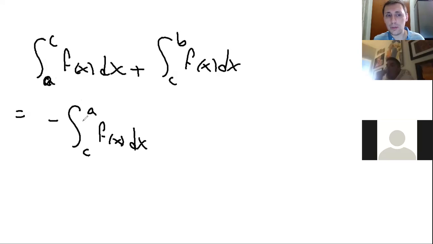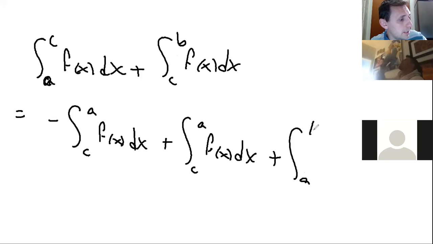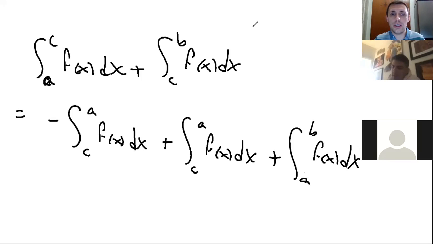Okay, if I put a minus, I can reverse the integration signs. I can flip the bottom to be the top and the top to be the bottom. Okay, and then from C to B, the point A is in between. So I can say this is the integral from C to A of f of x dx plus the integral from A to B of f of x dx. So they cancel each other out. So this and that will cancel each other out.